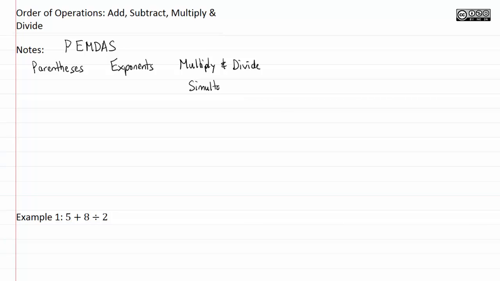So as we're going through the expression, we're going to look for multiplication and division and do those as we go left to right through the expression. Then lastly, we're going to add and subtract. And again, this is another one that's simultaneously left to right. So just like before, simultaneously as we're reading through the expression, we're going to be solving it piece by piece as we go left to right.